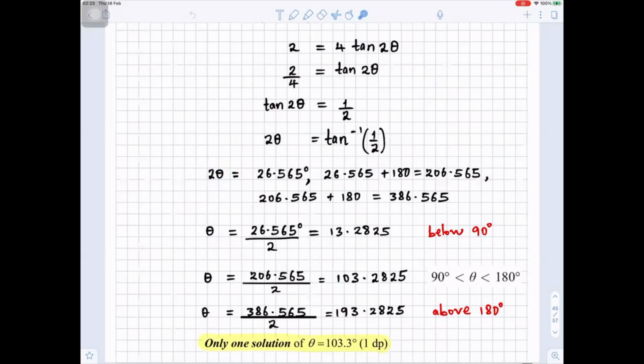So 26.565 divided by 2 gives you 13.2. And then 206.5 divided by 2 gives you 103.2. And 386.5 divided by 2 gives you 193.2. But they want the answer between 90 and 180 degrees. Very important. They want the answer between 90 and 180. So 13.2 is small, it is below 90. And 193 is above 180. So the only one we want is 103.28, which we can round as 103.3 to 1 decimal place.